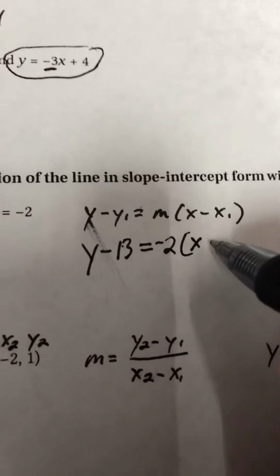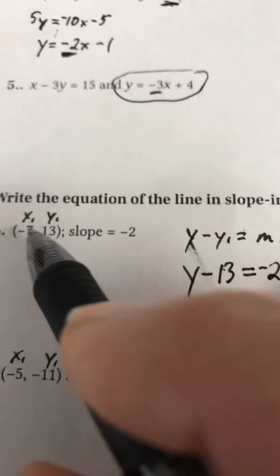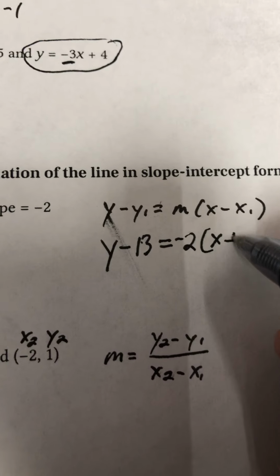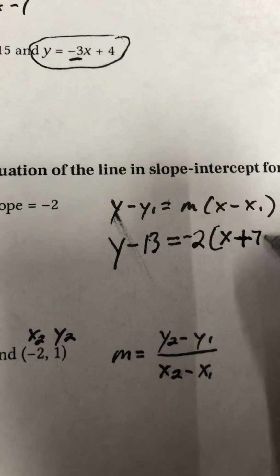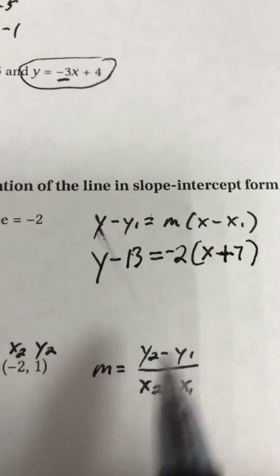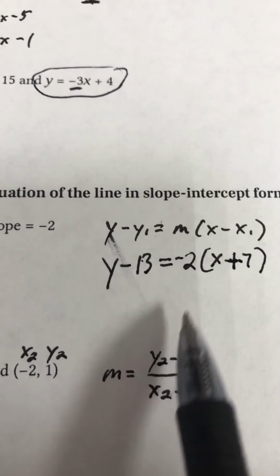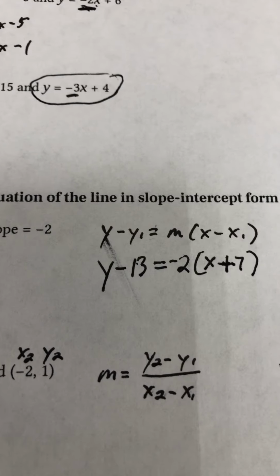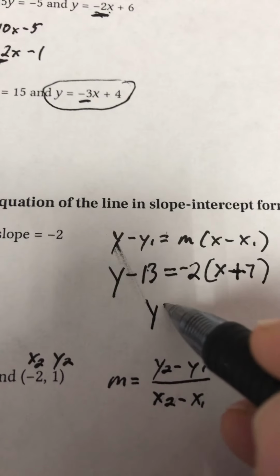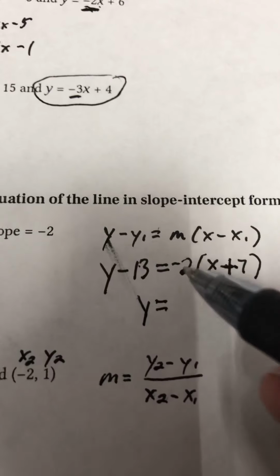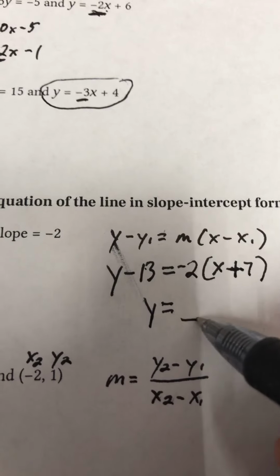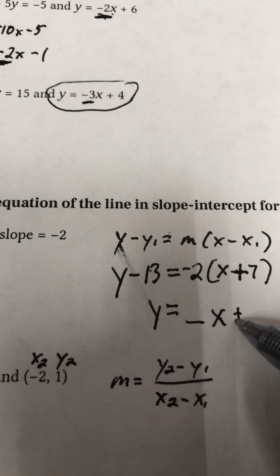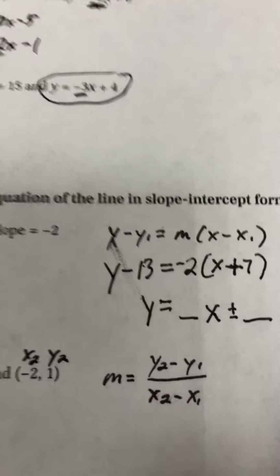x minus x1 is a negative 7, so my minus becomes plus. So minus a negative is a plus 7. And then just work this problem out. Get the y by itself on one side, use the distributive property and all that, okay? So you'll end up with y equals, okay, whatever. You'll have a number before the x, and you'll have some plus or minus your slope, okay?